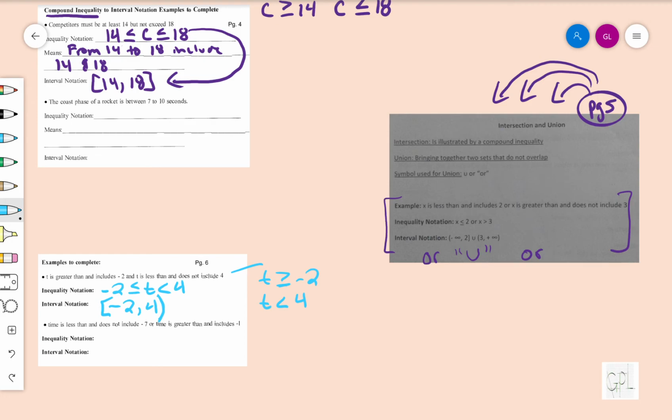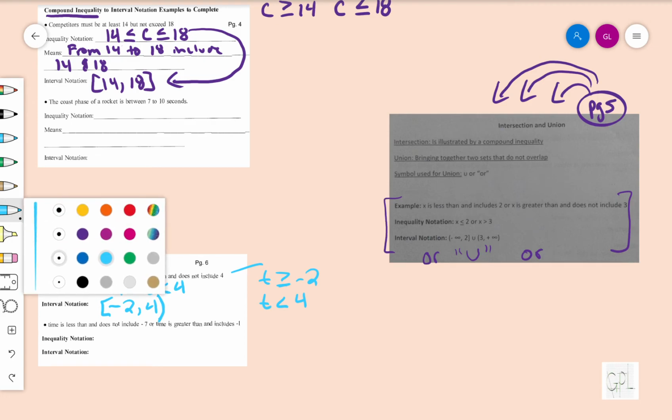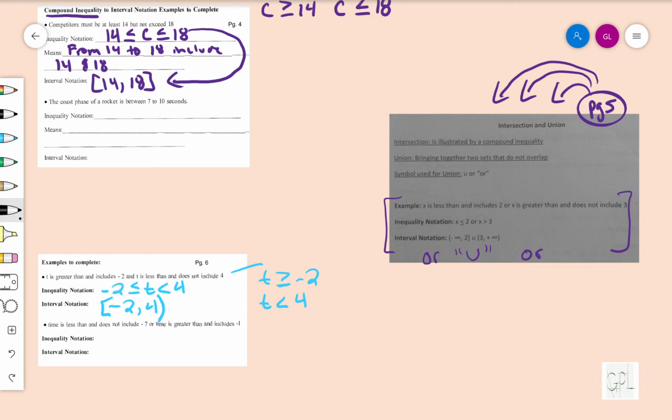This next one doesn't work the same. I'm glad this is a good one that we have to work out here. This is the last one that we're going to do. It's already an 11-minute video, so we're going over what I wanted to. Time is less than and does not include -7. Or time is greater than and includes -1.